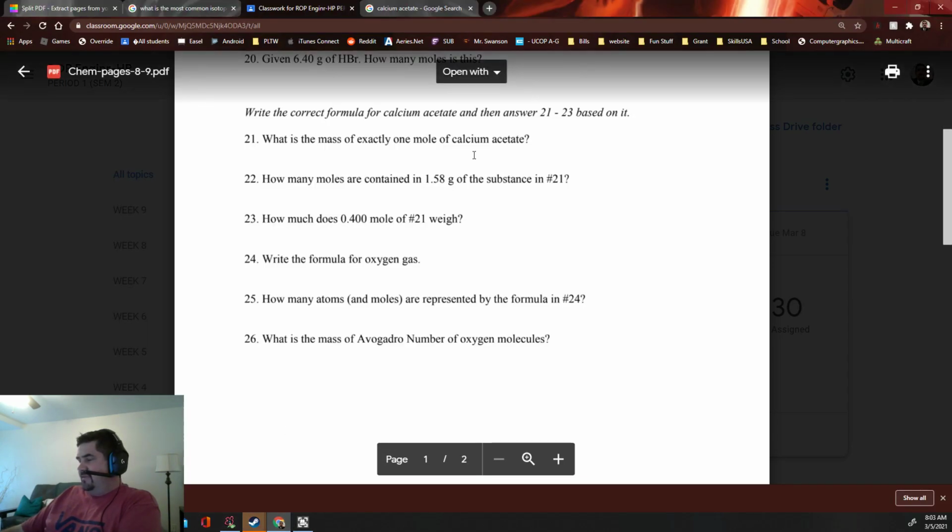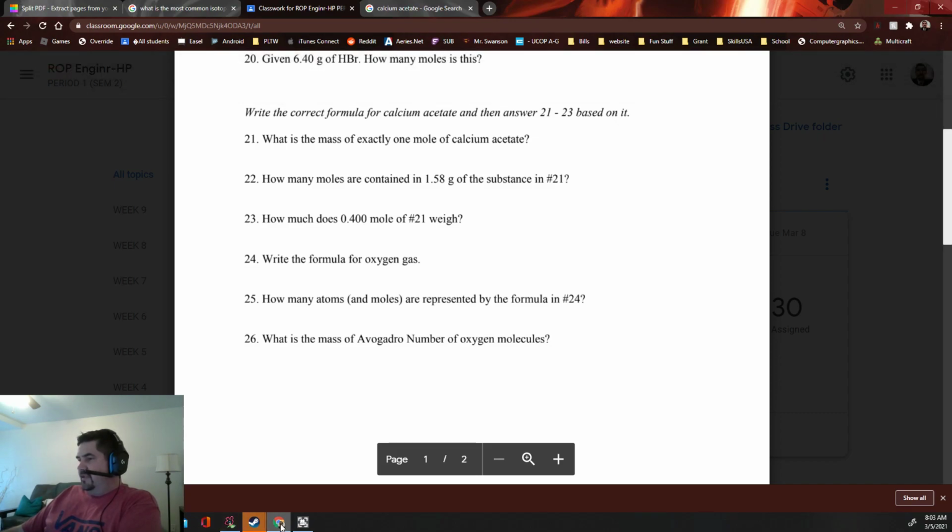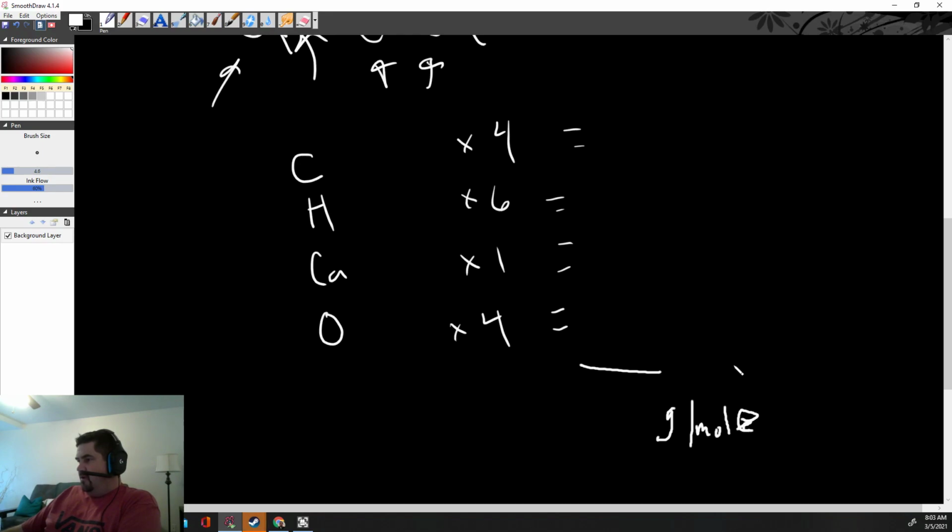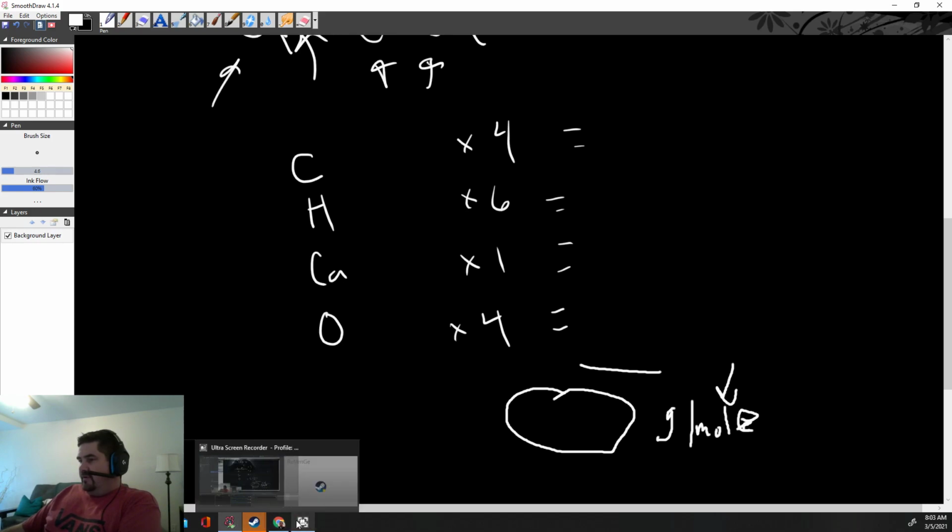And it says, what is the mass of 1 mole? Well, then that's the answer, because this is how many grams per 1 mole. Okay, so whatever this answer is here, that's your answer, because that's how many grams are in 1 mole. That's what this value means. So pretty straightforward for that one.